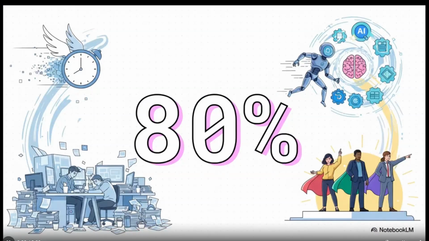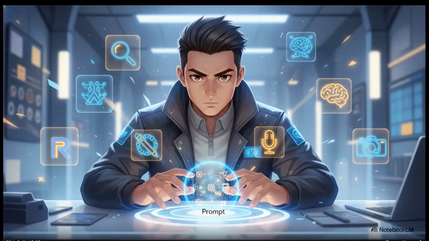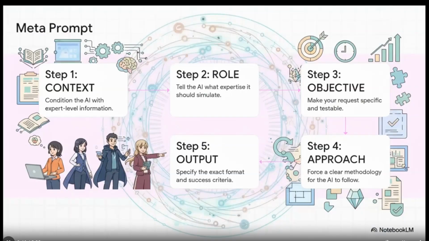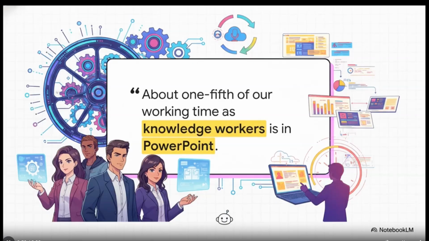And get this, a full 80% of us feel like we just don't have the time or energy. The solution? Think of it as intelligence on tap, AI that acts like digital labor to fill that gap. Okay, but first, you gotta master the fundamentals. And that all starts with prompting. A great prompt has structure. Just remember this: context, role, objective, approach, and output. Today's AI tools are packed with features for marketers to organize, research, write, and repeat tasks. So, where do we start?